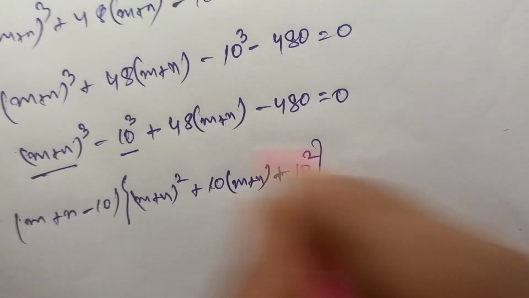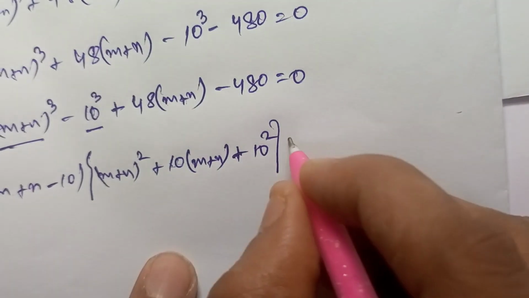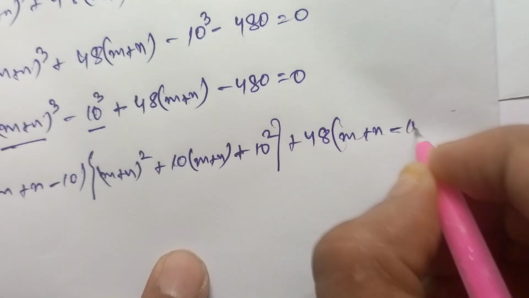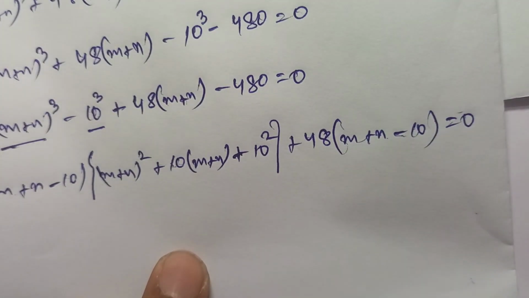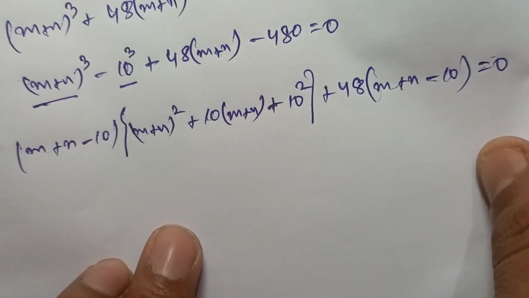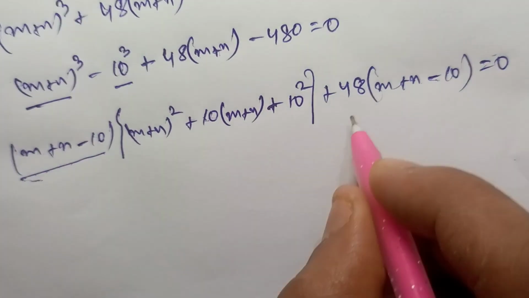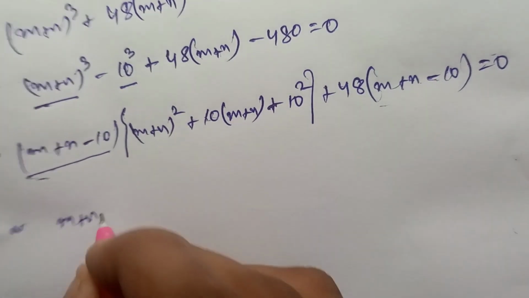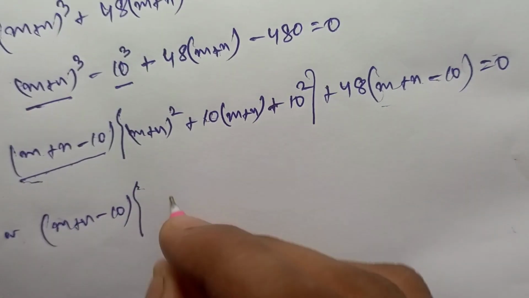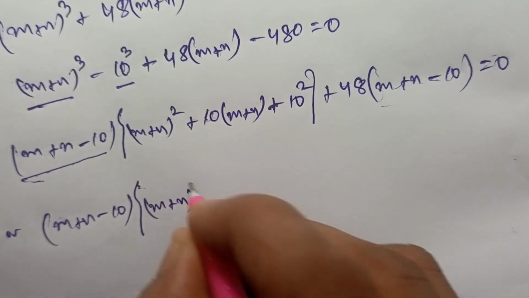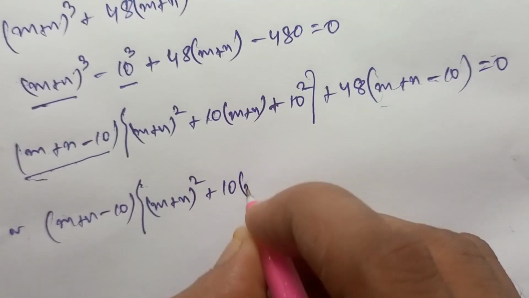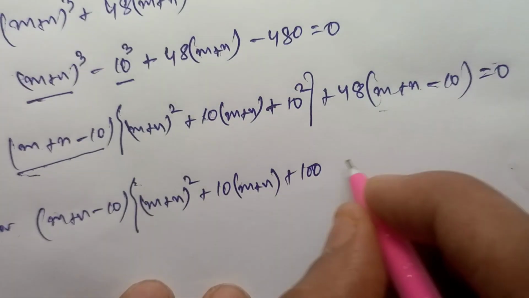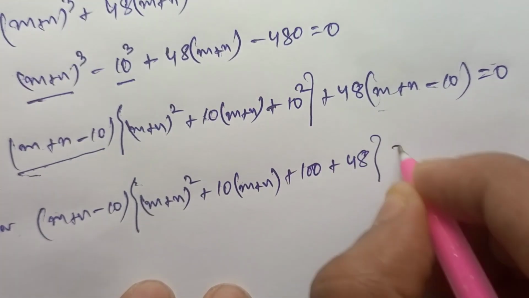Okay, and from these two terms, 48(m+n) minus 480, we can take 48 common. So the remaining is (m+n) in the first term, and the second term is minus 10, equal to 0. Now if we look here, we have two terms in which (m+n minus 10) is common. So we take (m+n minus 10) common, and the rest is (m+n) whole square minus 10(m+n). 10 square we can write as 100, and plus in the second term we have only plus 48, equal to 0.